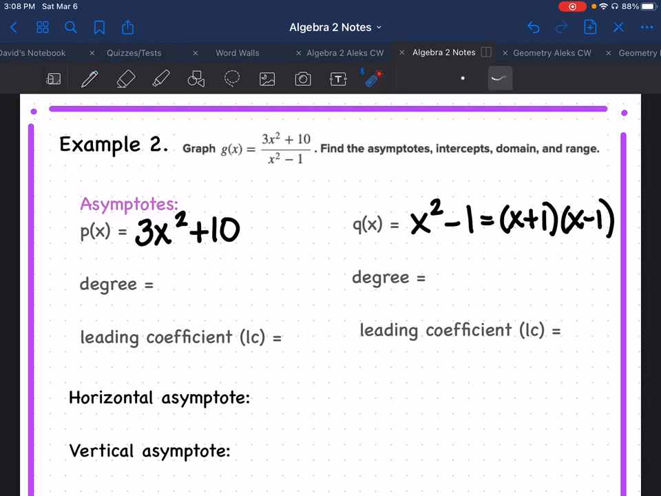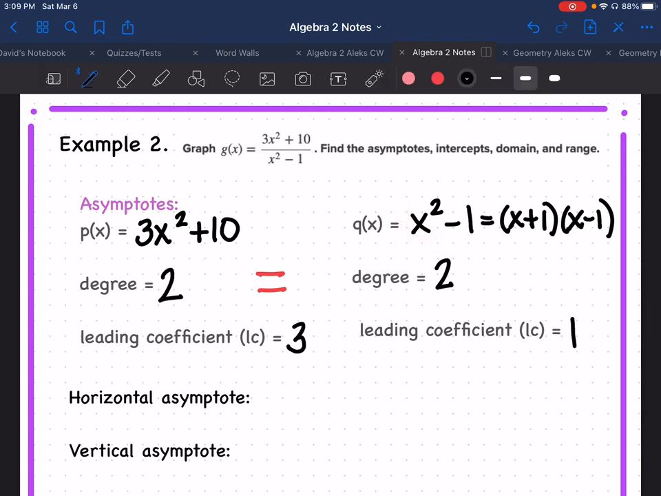All right, so the degree of this one, here is my leading term. This is my degree. Here is my leading term. This is my degree. My two degrees are equal. I always want to compare the degrees because that tells me if I need to know what the leading coefficients are. Since they are equal, I do need to know their leading coefficients. So go back and look at P of X. The leading coefficient is 3. And look at Q of X. The leading coefficient is the invisible 1.